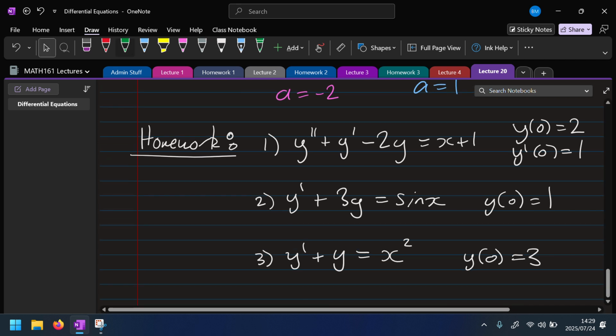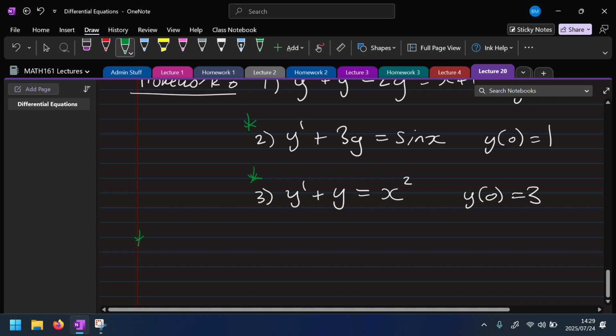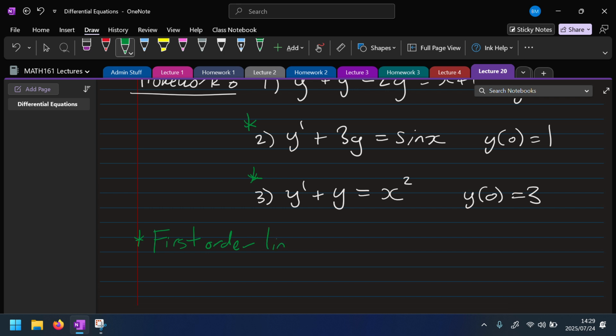Okay, so I'll just make a note here for these two. So this is first order linear. So you can use an integrating factor. Okay, but if you don't want to do it 2 different ways, you can pick one that's easier for you to do. Right. Any questions about this Laplace transform method?